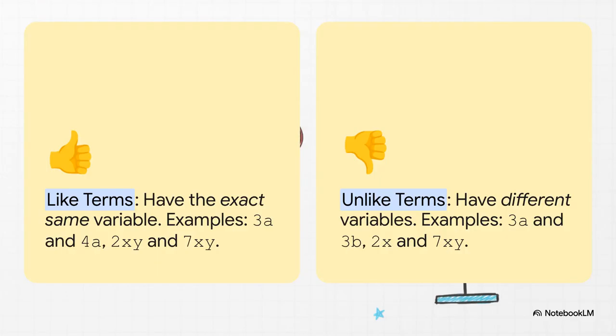So here's the deal. Like terms are basically terms from the same family. They have the exact same variable part. So 3a and 4a are like terms because they're both a terms. They're both apples. But 3a and 3b, those are unlike terms, an apple and a banana. You can combine the first pair, but you absolutely cannot combine the second.